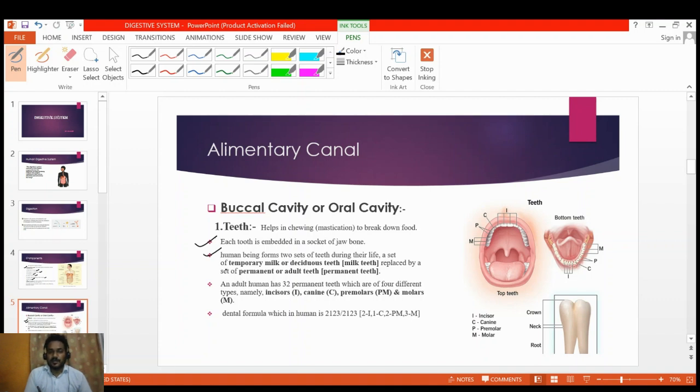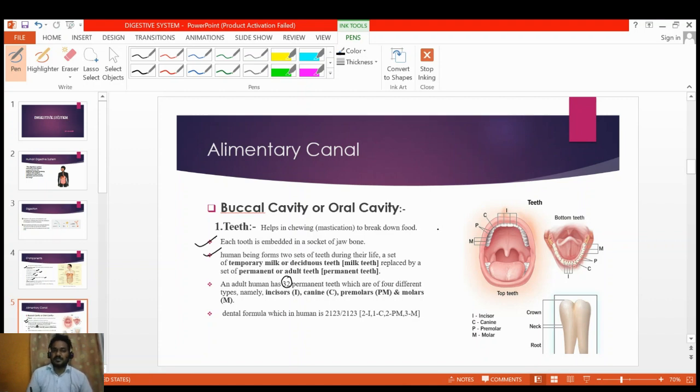Means there are two specific types of teeth, like temporary teeth or milk teeth, which are simply replaced by a set of complete permanent teeth. As you all know, students, we have 32 permanent teeth, including all four specific types of teeth. That is heterodont. We have four specific types, so we can use the word heterodont for it.